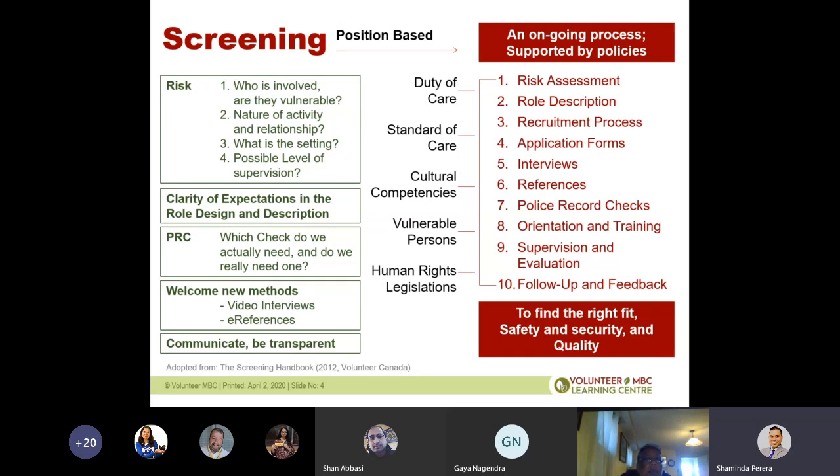And the topic about police records checks, and also in today's situation, how can we welcome new methods of carrying out the steps, for example, video interviews and e-references. And in the center, you can see the legal applications, the legislation and the human rights related legal profile that comes into play when we are screening.